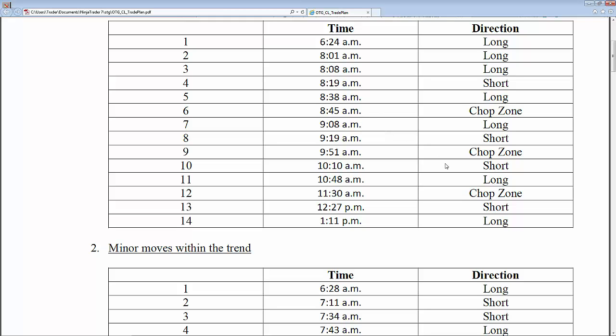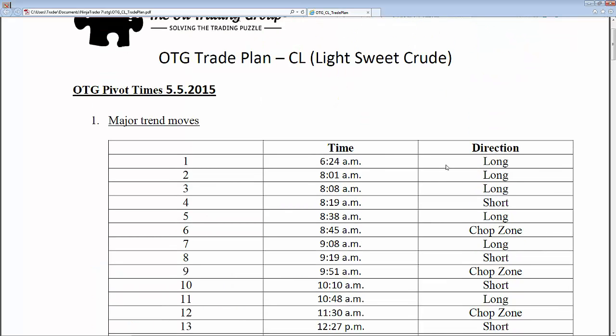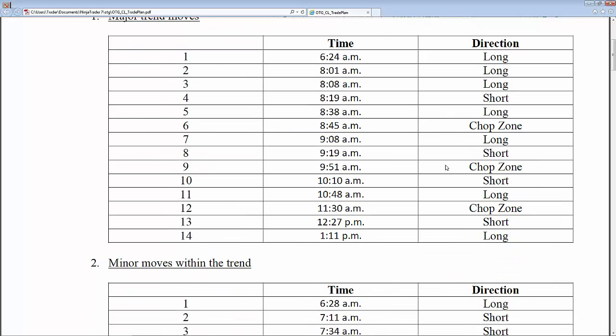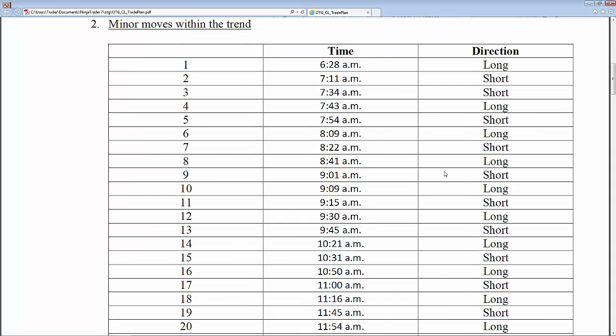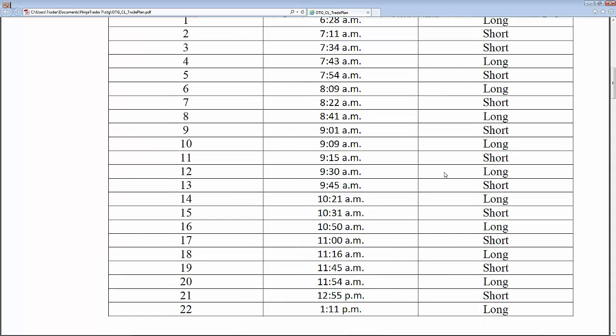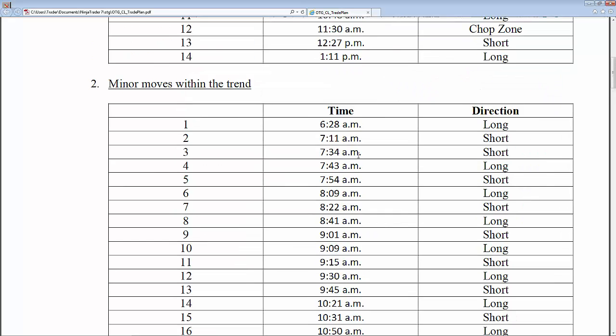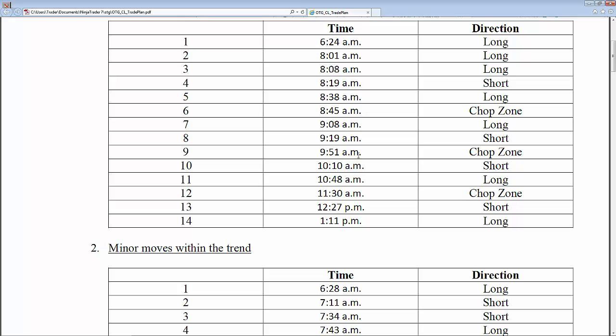So again, don't get hung up on the direction. I still toy with the idea of taking this whole directional thing off of the trade plan, because I still get lots of questions about, well, you said long, but it didn't go long and went short. All I really want you to focus in on is the fact that these are the times where we are expecting the market to do something, right?